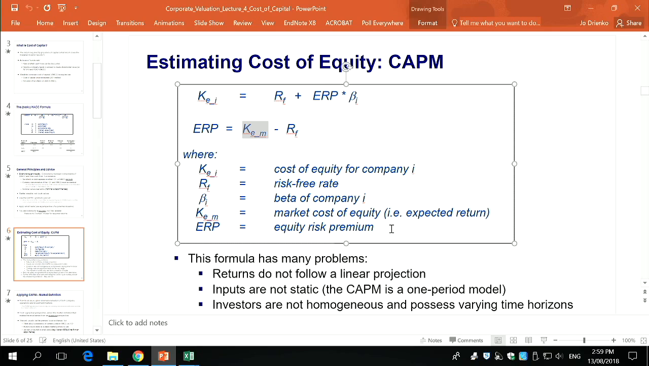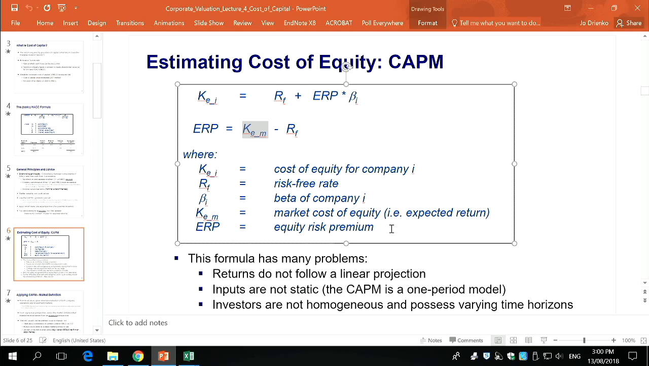It maybe is a good starting point, but the point doesn't matter because we don't have anything better so far. Maybe in the future, sure, but not right now. Yeah. So one problem of the formula is that returns do not follow a linear projection. They do not follow y equals mx plus b. They're upward sloping, but it's not linear.